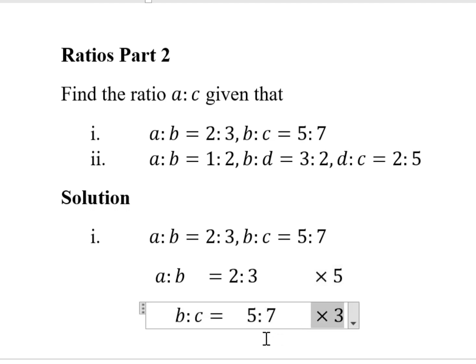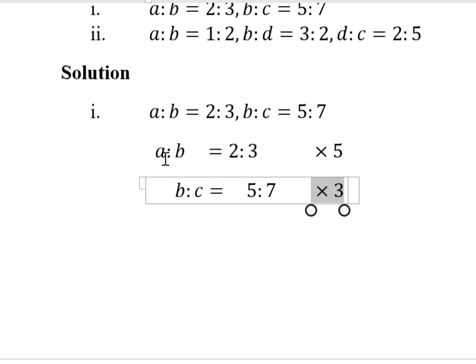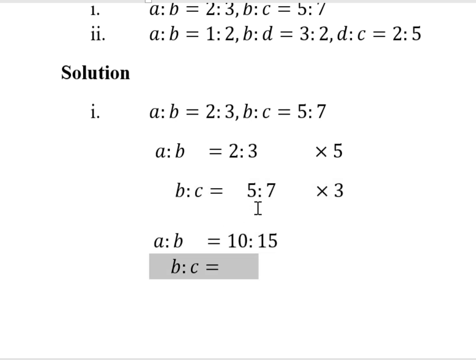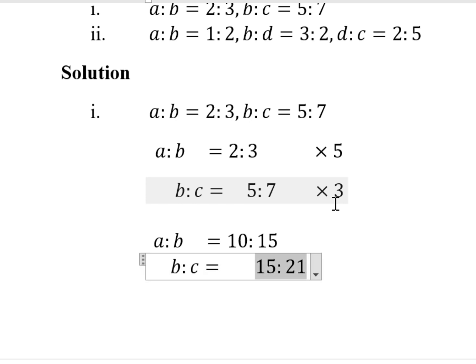By so doing, we shall have A to ratio B being equal to 2 times 5 gives us 10, 3 times 5 gives us 15. So A to ratio B will be 10 to ratio 15 in this case. Then coming down here, we have B to ratio C being equal to 5 times 3 gives us 15, 7 times 3 gives us 21. So that will be equal to 15 to ratio 21.